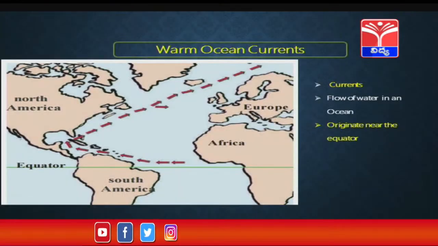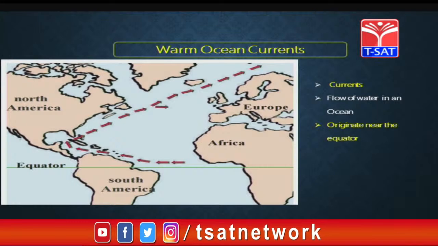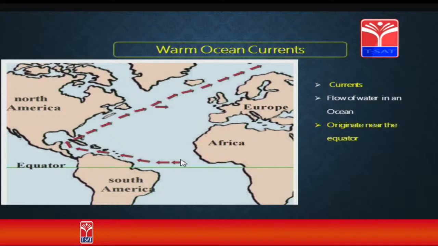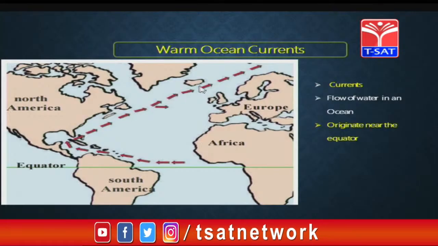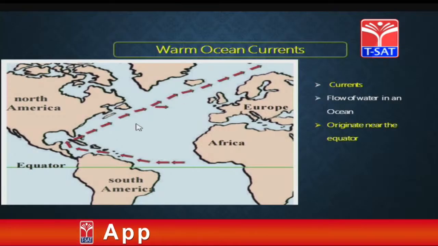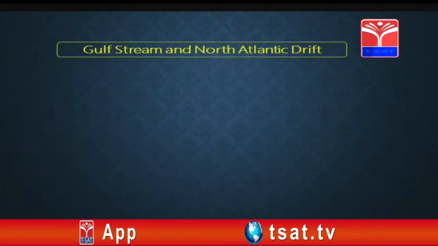These warm ocean currents originate near the equator. As the arrow mark shows here, this starts near the equator and they slowly advance towards North America, and from there they reach the western part of Europe with the influence of westerlies as well as warm ocean currents. Gulf Stream and North Atlantic Drift.